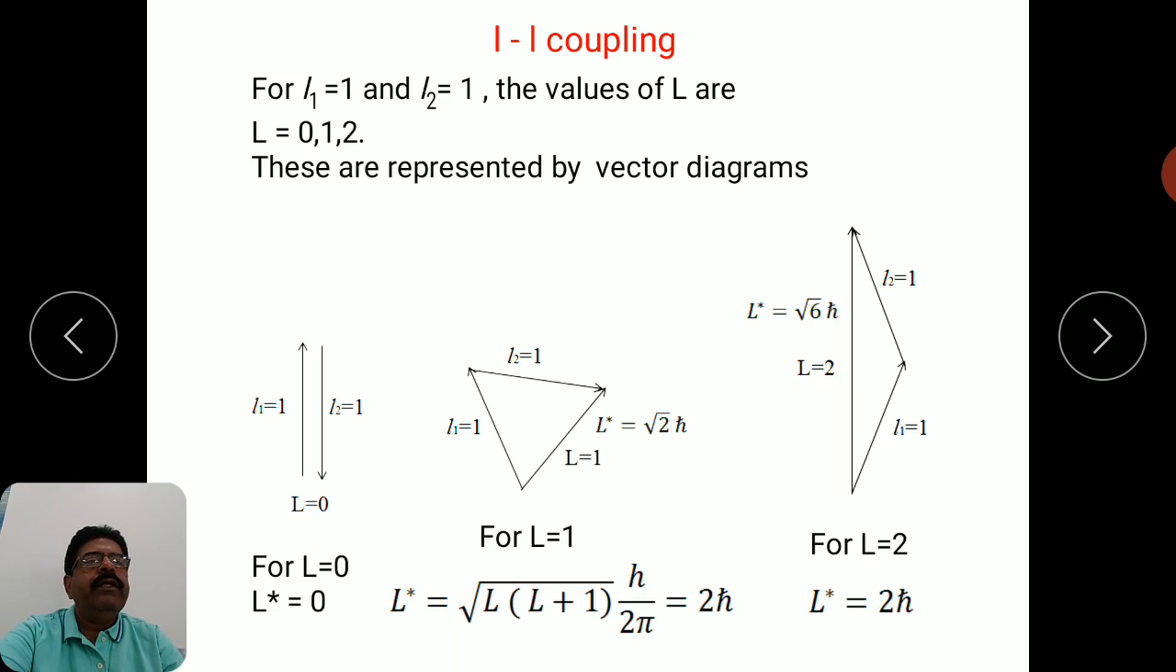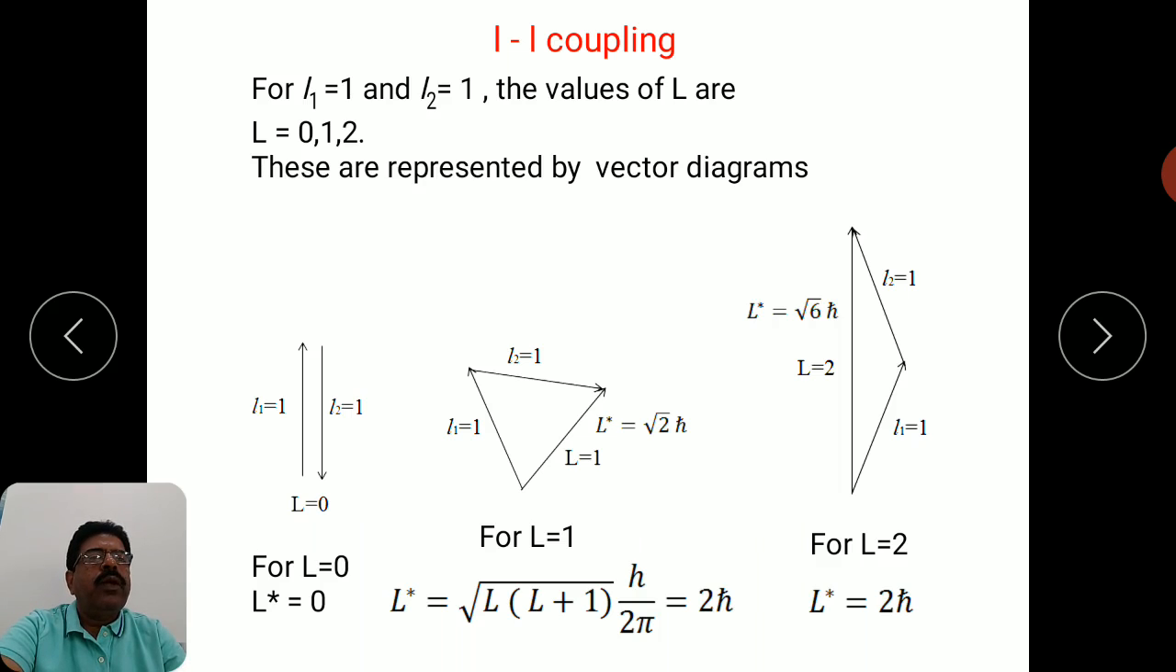And finally the third value, L is equal to 2 here. So we have represented this diagram for these three resultant values of L: L is equal to 0, L is equal to 1 and L is equal to 2. See the orientation of these vectors, L1 is 1, L2 is 1, and therefore the resultant of these two is L equal to 2. Therefore, if L is equal to 2, 2 in bracket 2 plus 1, that is 3, into 2, that is 6, so it is root 6 h cross.